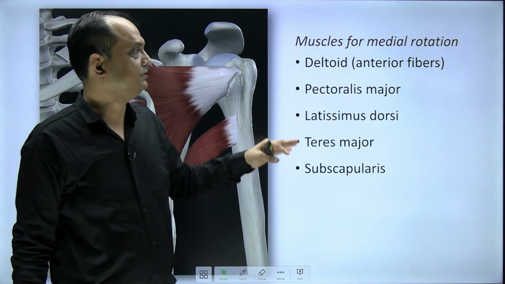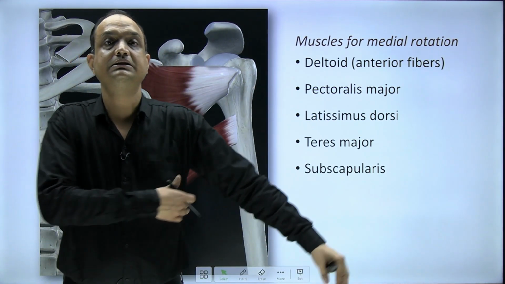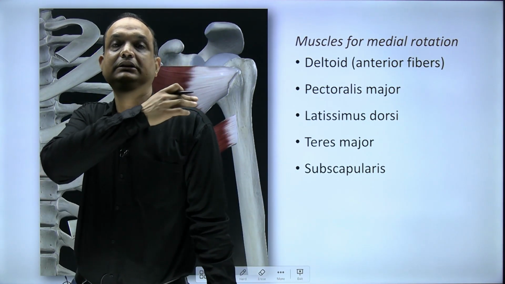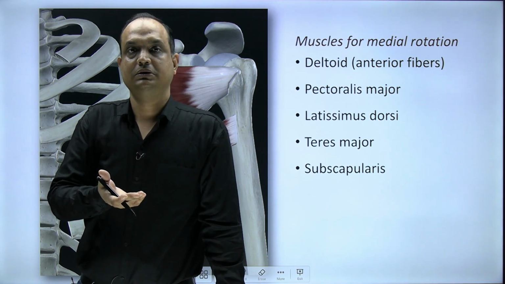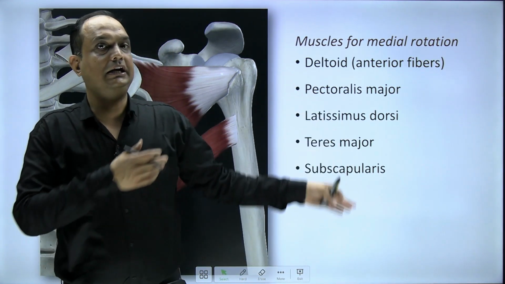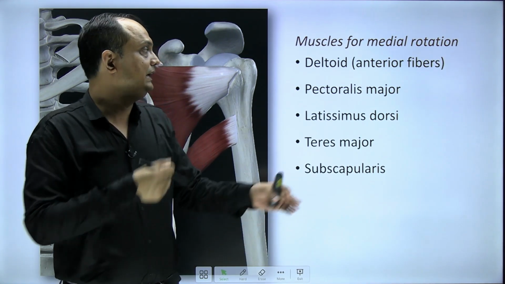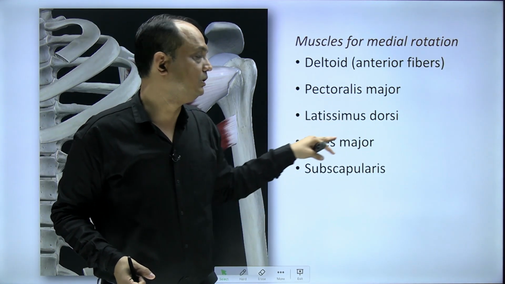For the rotation you have to understand that the muscle should insert on the anterior aspect of the joint. The muscles that are not inserting on the anterior aspect cannot do the rotation. If you see the deltoid anterior fibers, they are on the anterior aspect of the joint, so they cause the rotation. Then you have the pectoralis major, latissimus dorsi and teres major.